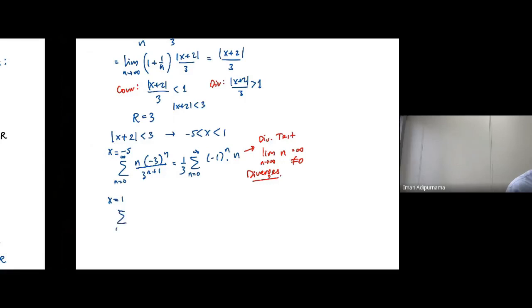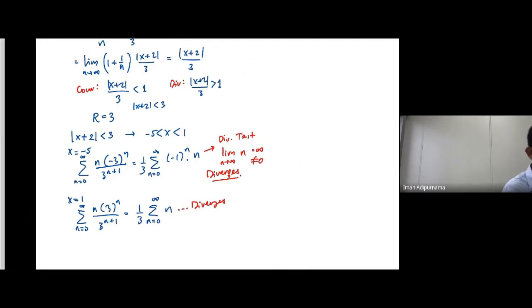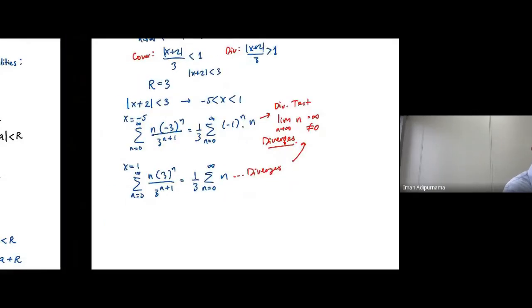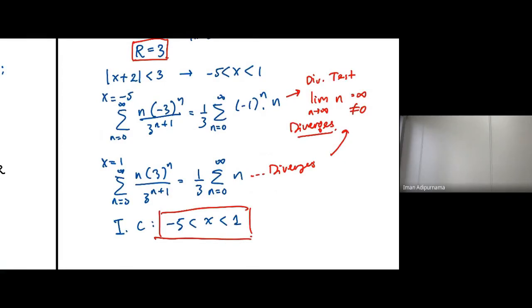And when x equals 5, 5 minus 2 is 3, so it will be 3^n over 3^n times n, yeah, only n. So this also diverges, right? It also diverges by the same method, the divergence test, which means the interval of convergence is what we are looking for. And for 11.8, most of the questions will be asking for the radius of convergence and interval of convergence, okay? Most of the cases.